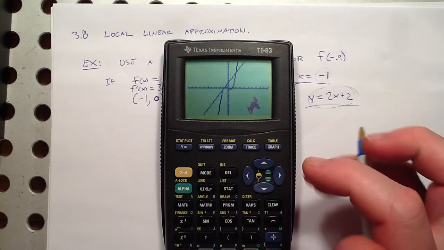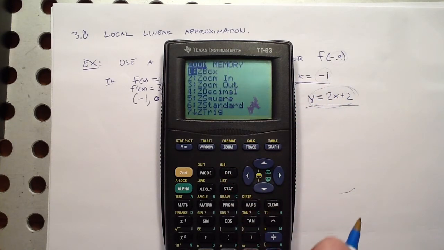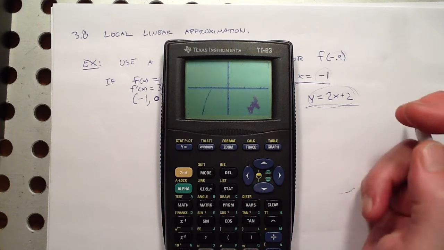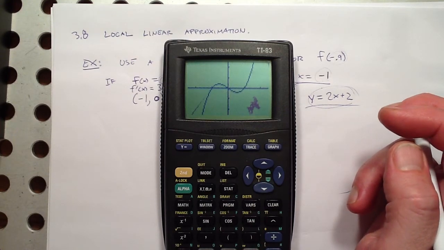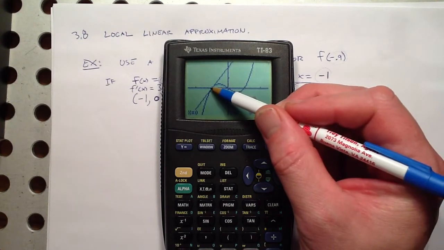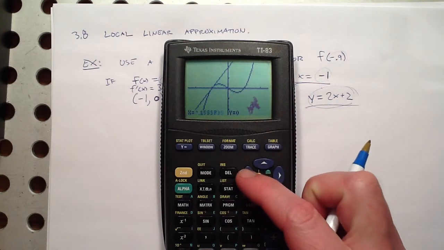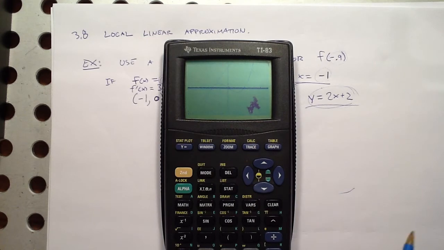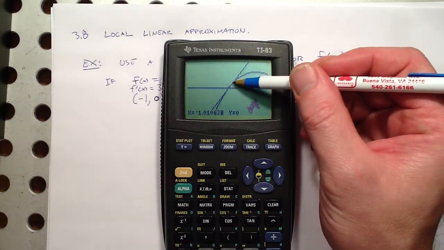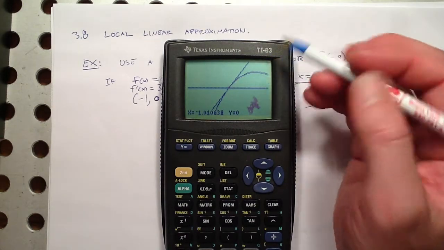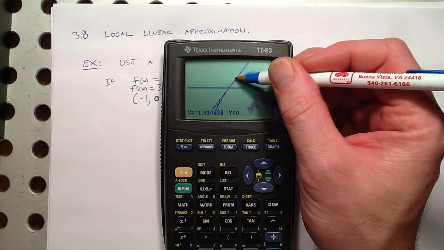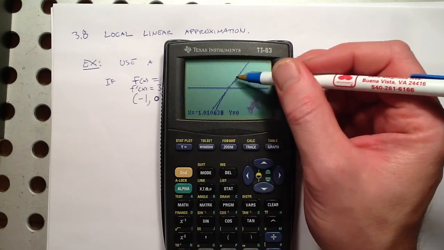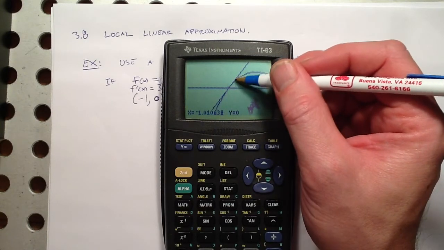All right, so let's go ahead and zoom in one time. There's my tangent line at negative 1. Now I'm going to zoom in a little closer to that. Okay, so depending on how you judge these things, I'd say from about here to here, we've got a pretty dang good approximation, right?